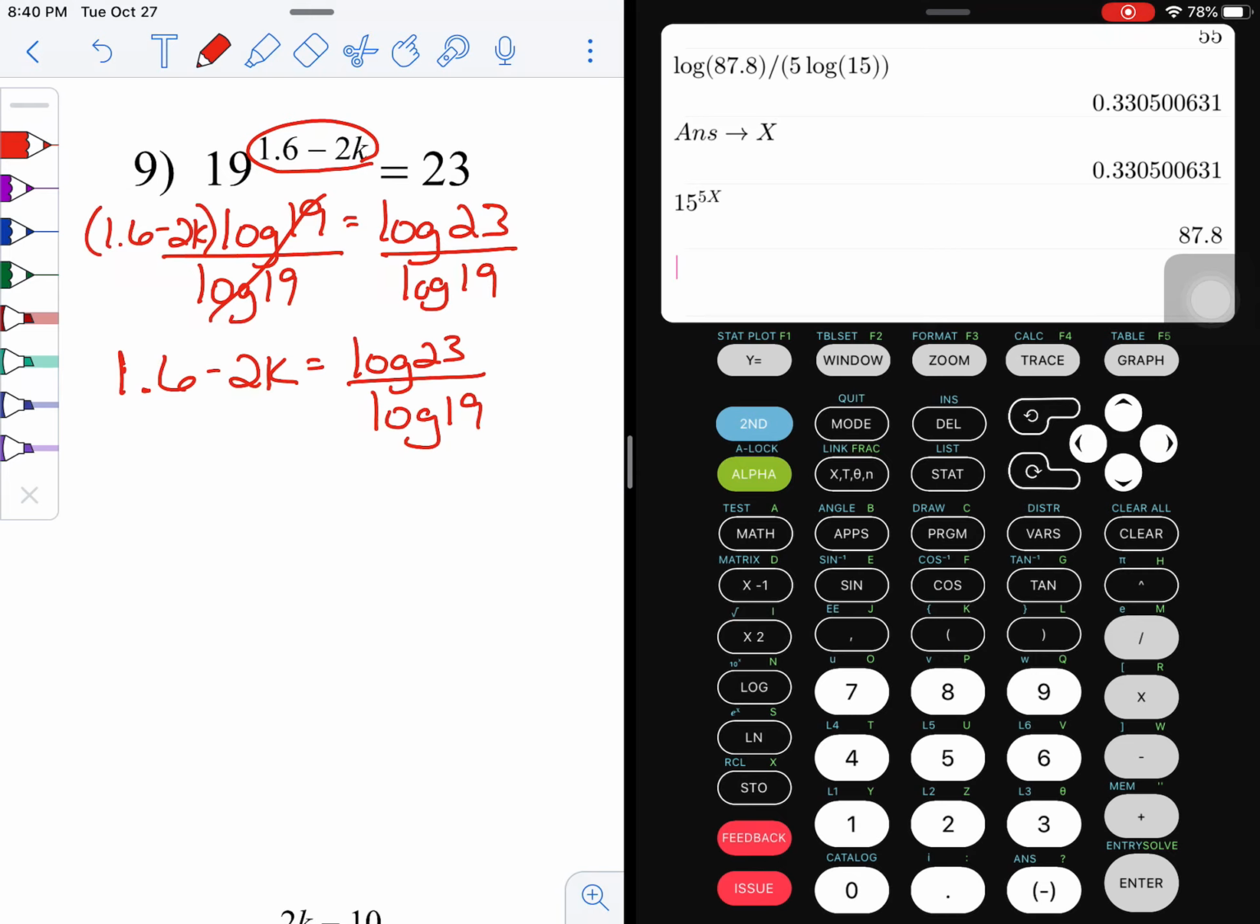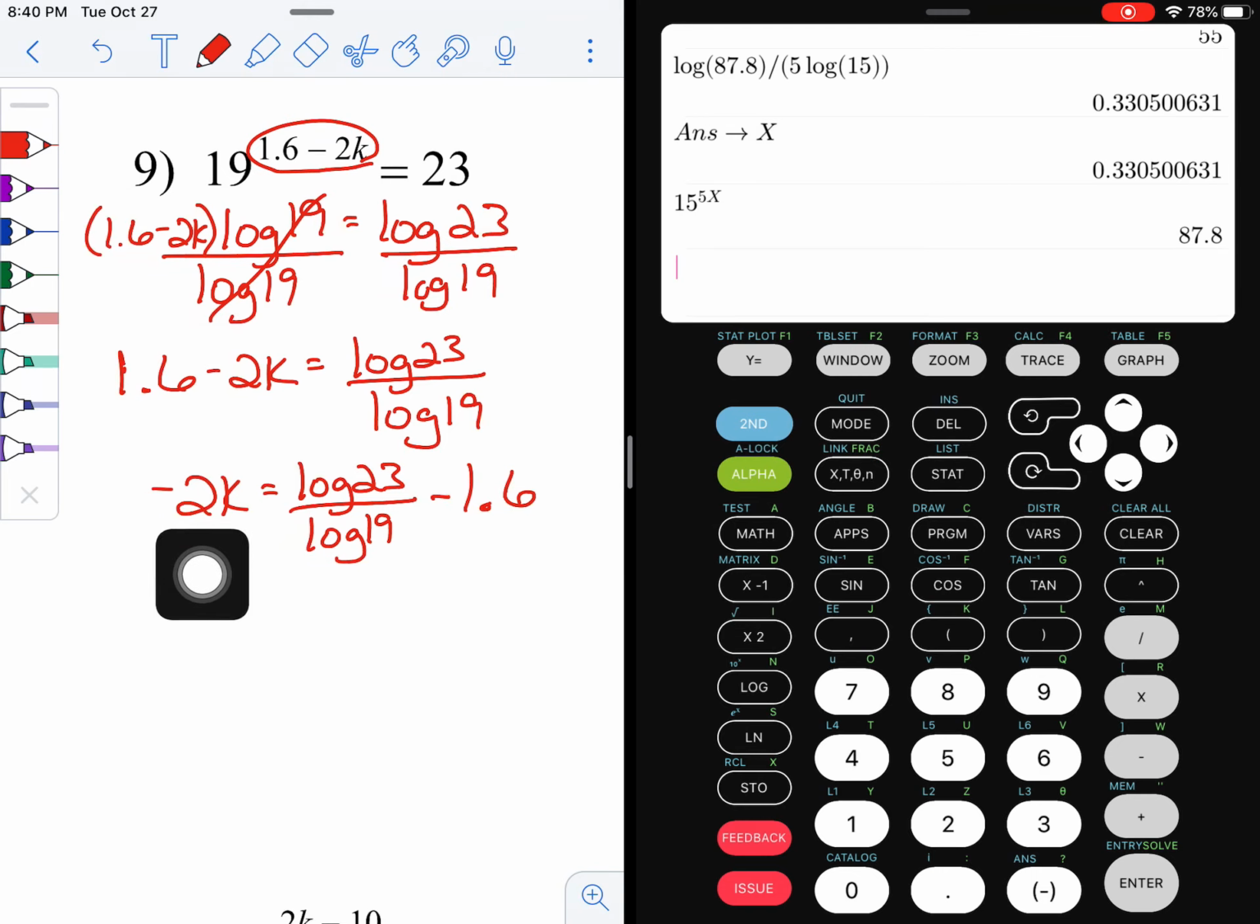Now, I want to be careful here to make sure I get all the pieces in the right places. So this 1.6 needs to go, and it's positive right now. So it's going to be negative 2k left. So log 23 over log 19 minus 1.6. And then to actually finish solving for k, I would need to divide both sides by -2.